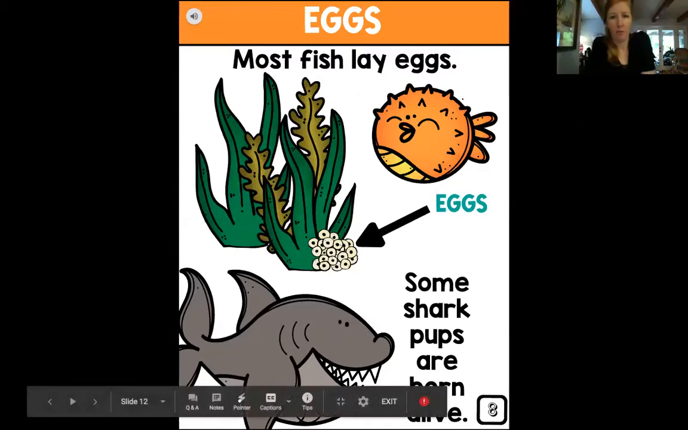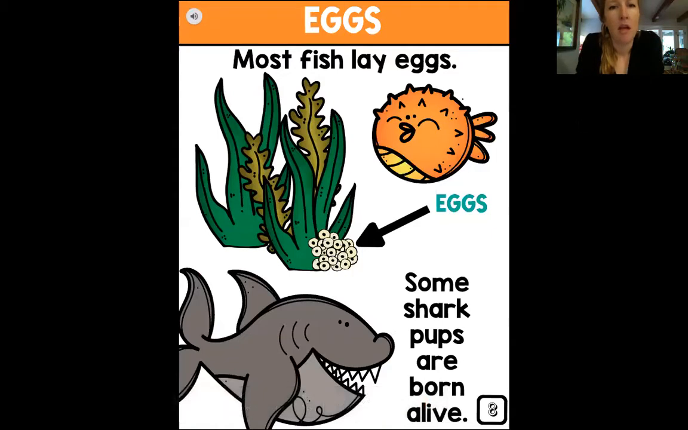Okay, so eggs. Most fish lay eggs. Sounds like there's an exception again. All right, some shark pups are born alive. Okay, something else we can look up for Shark Day. I'll make a note so we don't forget to look up which sharks are born alive.